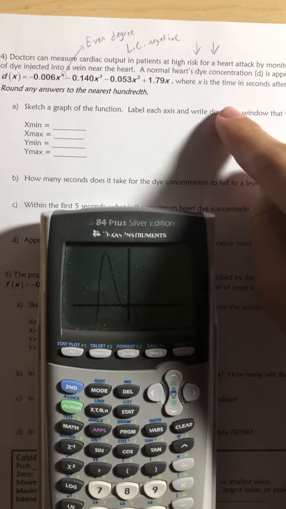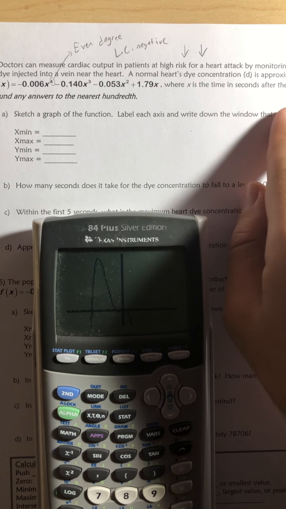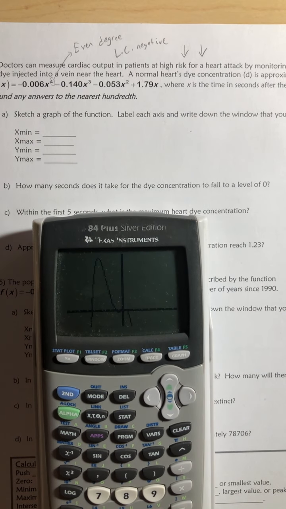But let's think about this for a second. This is this equation, and x is the time in seconds after the dye is injected. So if x is the time after the dye is injected, then we don't really care about negative time, right? Negative time doesn't really play a part in this equation because we don't really care about how much dye concentrate there is before the dye is in there. It doesn't really make sense.